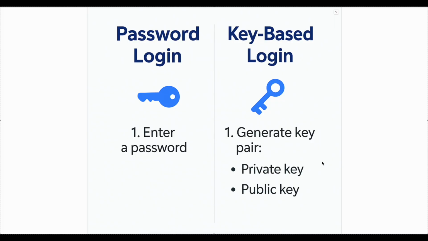In key-based authentication, instead of typing a password, we use a key pair, one private key and one public key. The private key stays safely on your local machine, while the public key is stored on the remote server. During login, SSH uses these two keys to verify your identity without ever sending the private key over the network. This makes SSH key authentication much more secure and reliable than using passwords.